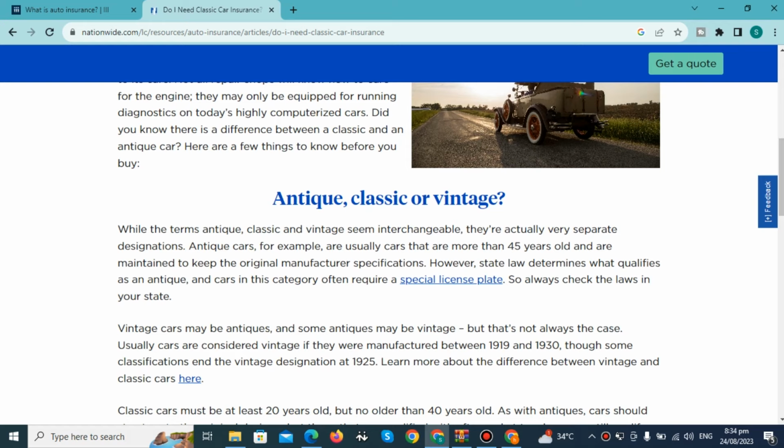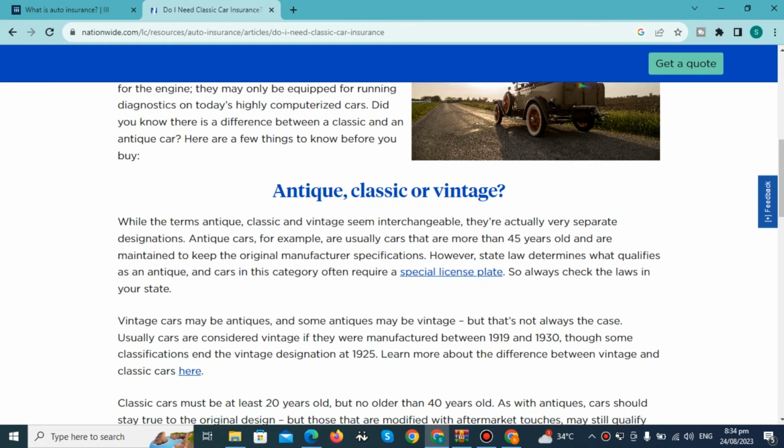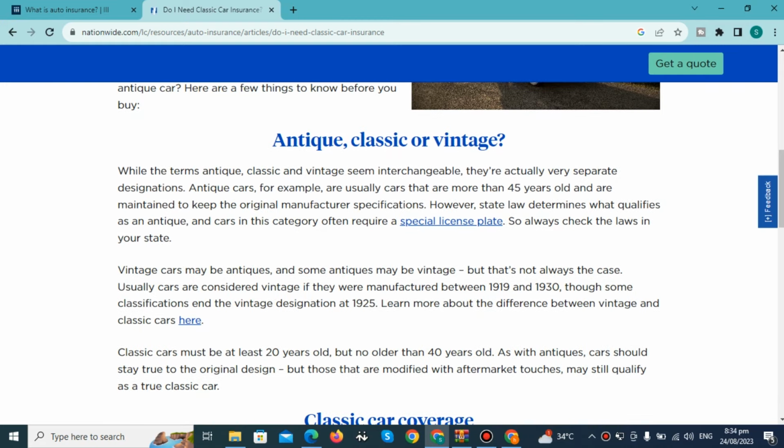Usually cars are considered vintage if they were manufactured between 1919 and 1930, though some classifications end the vintage designation at 1924. Learn more about the difference between vintage and classic cars here. Classic cars must be at least 20 years old but not older than 40 years. As with antiques, cars should stay true to the original design, but those that are modified with aftermarket touches may still qualify as a true classic car.